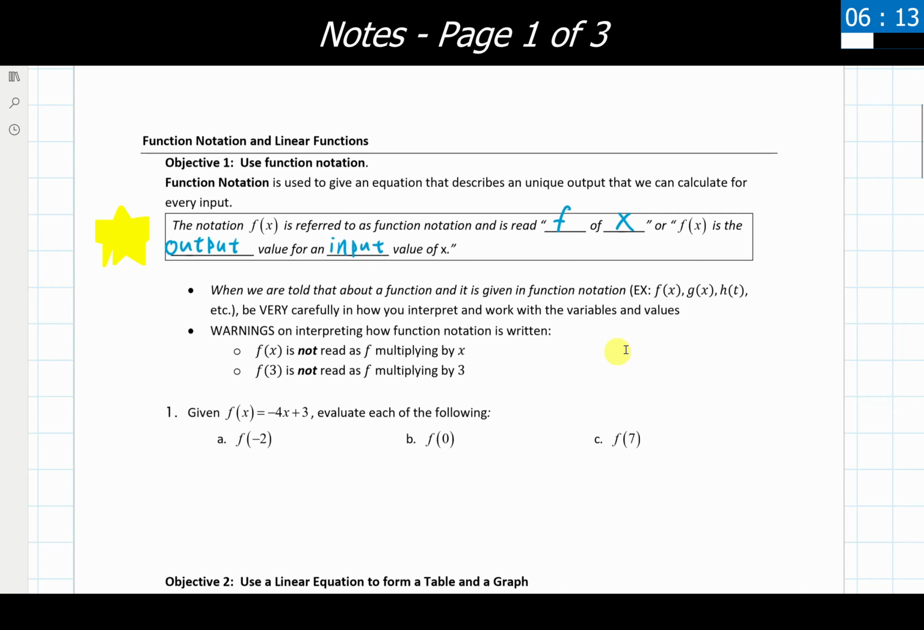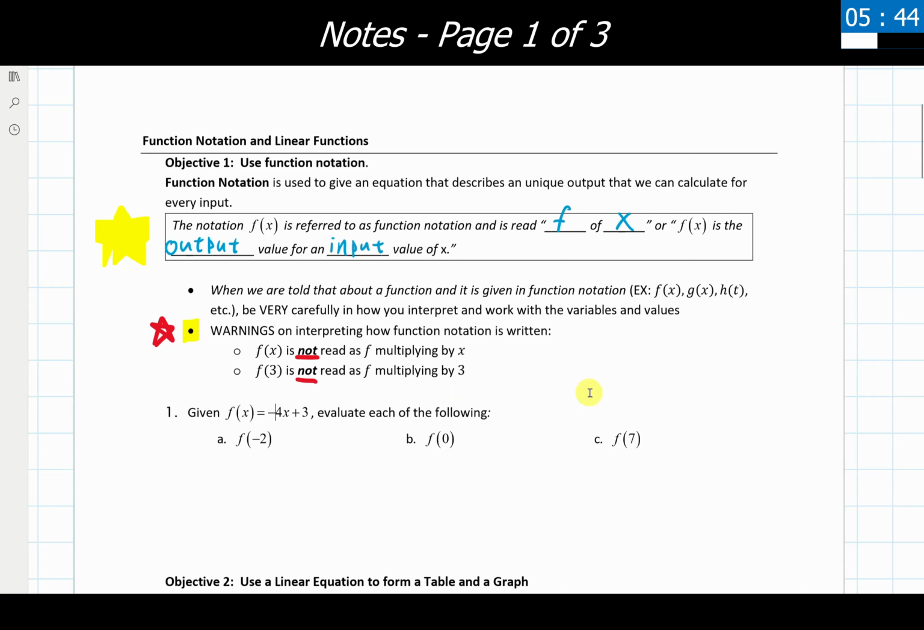A couple warnings that I will also give, and again, I would recommend writing this down, making some red stars if necessary by this in your notes. If we see something written out like this, we do not read this as f multiplying by x or f times x. Similarly, if we have a number written in right here, we do not read this as f times 3 or multiplied by 3. This is f of 3.